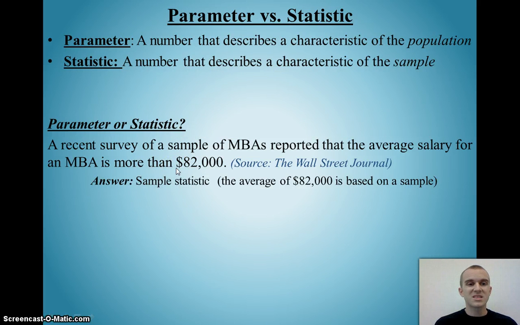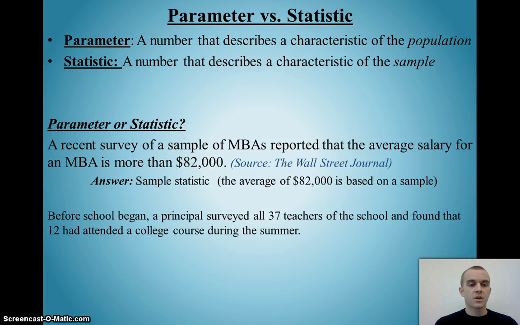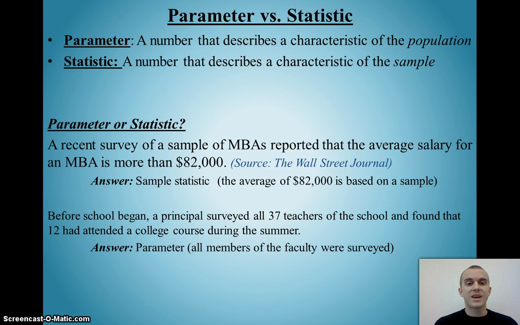is representing a statistic. In this case, before school began, a principal surveyed all 37 teachers and found that 12 had attended college during the summer course. Well, the principal surveyed all the teachers of the school. In this case, our population is the entire school number of teachers. So that is a parameter, because in this case they actually dealt with the entire population.